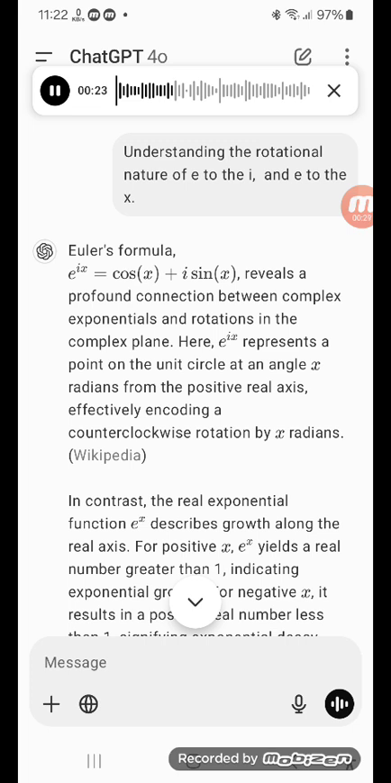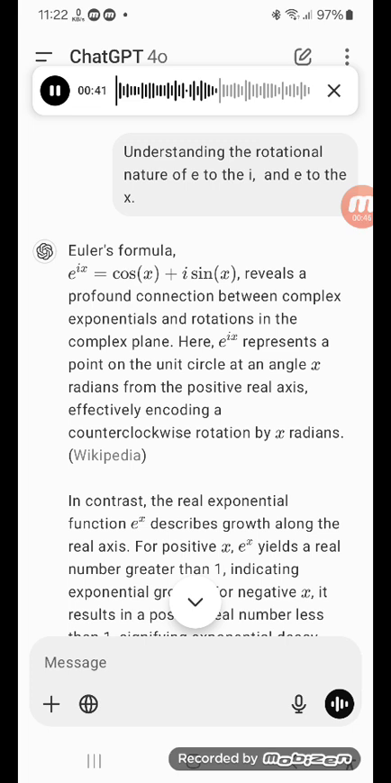In contrast, the real exponential function e^x describes growth along the real axis. For positive x, e^x yields a real number greater than 1, indicating exponential growth. For negative x, it results in a positive real number less than 1, signifying exponential decay.